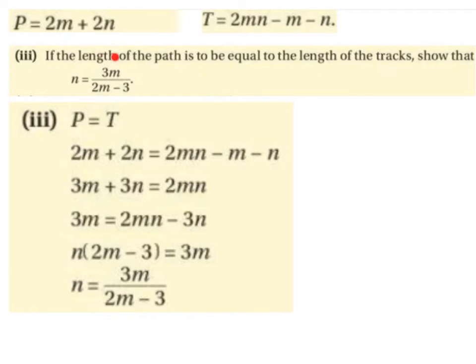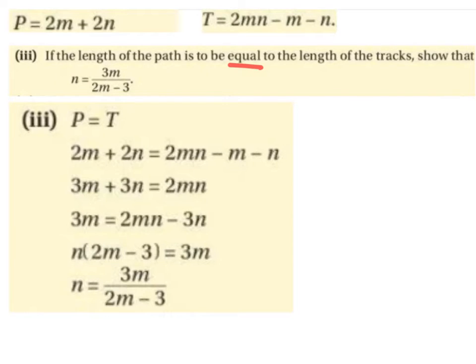Okay, part 3. If the length of the path is to be equal to the length of the tracks, show that n is equal to 3m over 2m minus 3. So they're equal to each other. We're going to take our formula for p, the perimeter, 2m plus 2n, and we're going to equal it to t, the formula for the length of the tracks, 2mn minus m minus n. So we have p equal to t, so 2m plus 2n is equal to 2mn minus m minus n. And then we just have to solve for n. We have to get the n on its own.